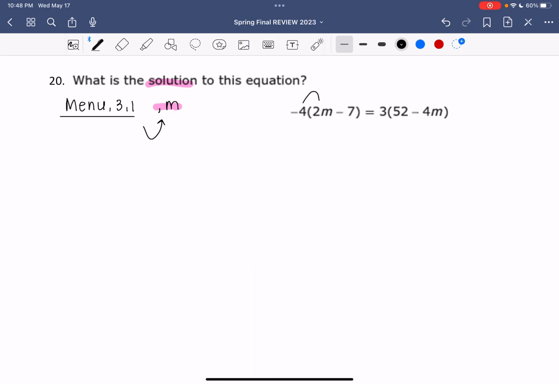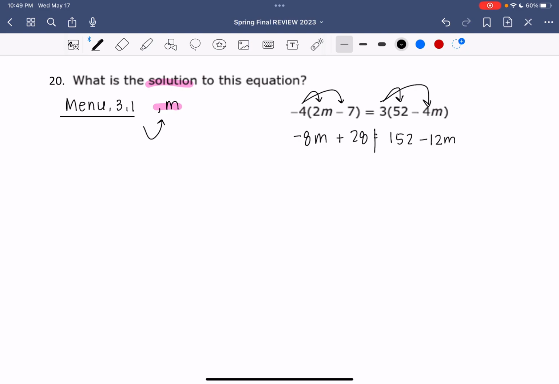All right, so -4, we're going to distribute. So anytime you see parentheses, you always distribute. So -4 times 2 is -8. -4 times -7 is a positive 28. 3 times 52 is 156. 3 times -4m is -12m.